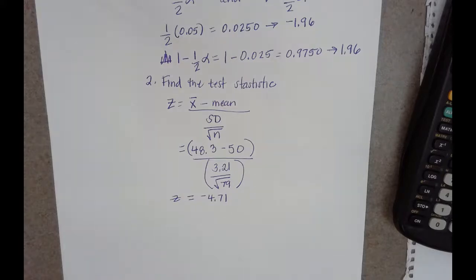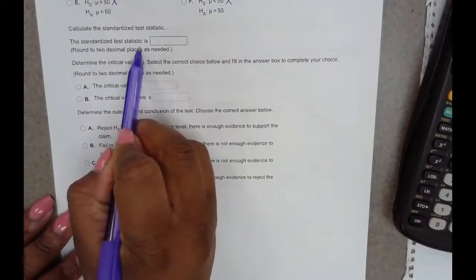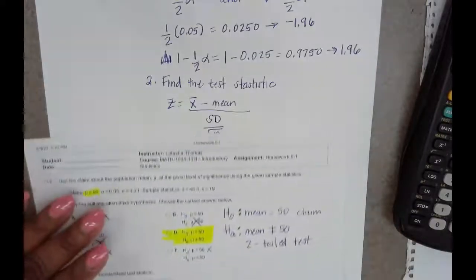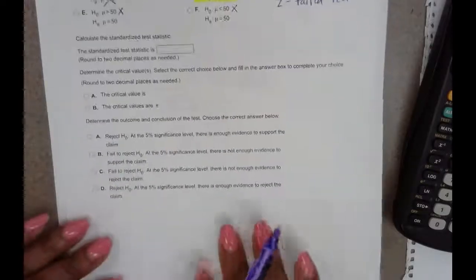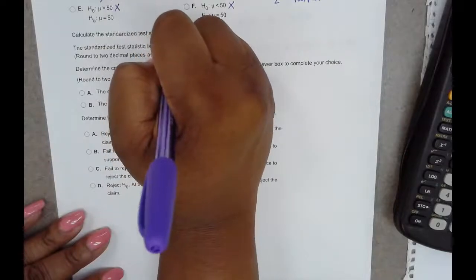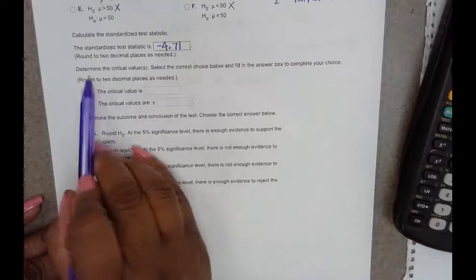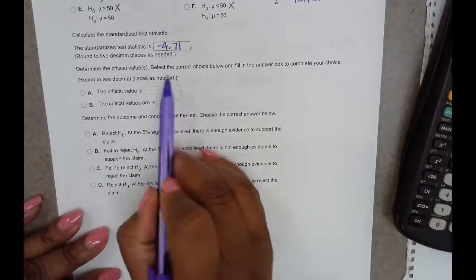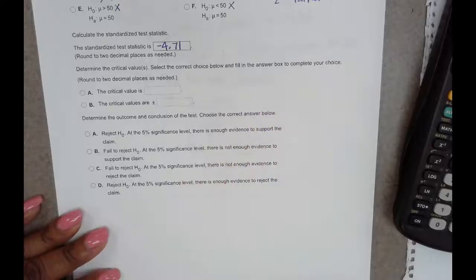Let's answer our question. Let's go back to our problem. So the problem says the standardized test statistic is, and we just calculated that. We calculated it to be negative 4.71. Okay. Now it says determine the critical values. Select the correct choice and fill in the answer to complete the choice.